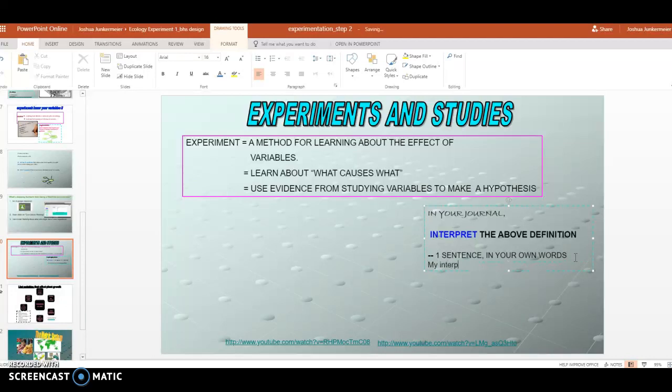My interpretation is blank. Or you could put, I think an experiment is blank. Or you could put, from the definition, an experiment is blank. But you find a way to describe it in your own way to explain what you think an experiment is. Interpret just means read something and say what you think it means. All right.